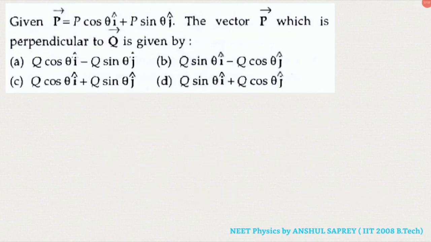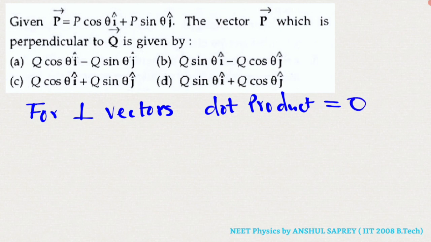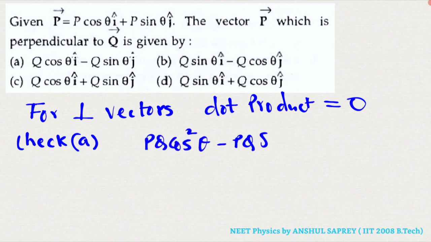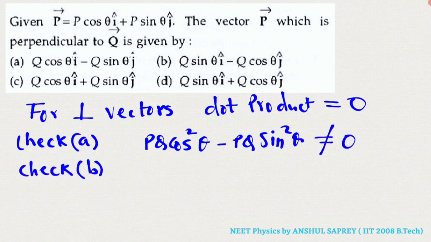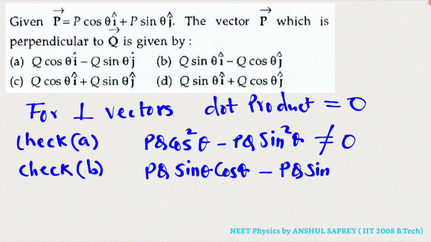Next question. P vector is given and we have to identify Q vector such that P and Q vectors are perpendicular. So we'll use the concept for perpendicular vectors: dot product is 0. So we will check all the options one by one. Let us check option A. Find the dot product with P vector: PQ cos square theta minus PQ sin square theta. It is not coming to be 0. So A is wrong. Let's check option B: PQ sin theta cos theta minus PQ sin theta cos theta. It is coming out to be 0. So our answer is option B.